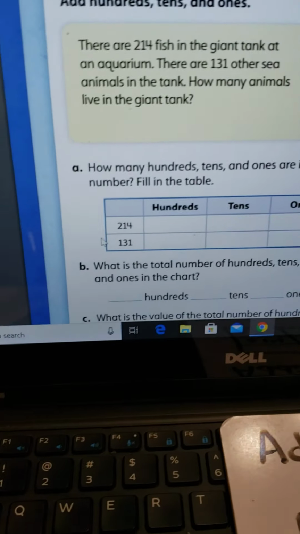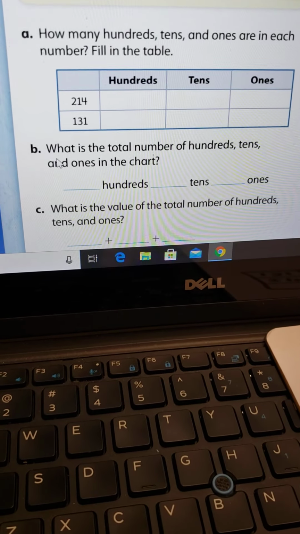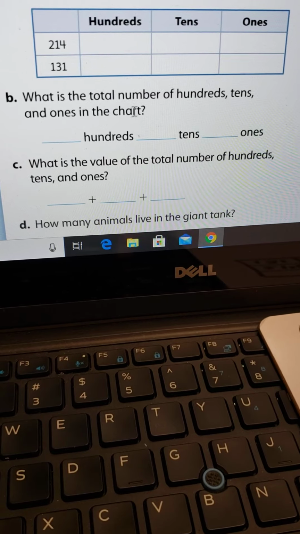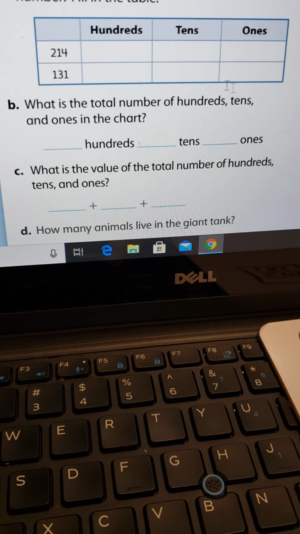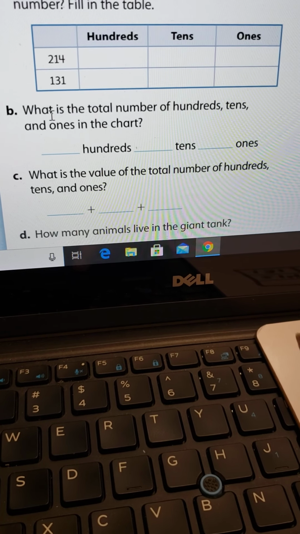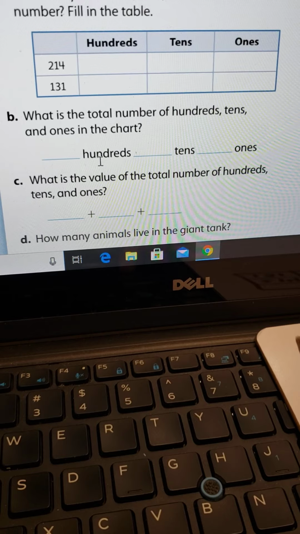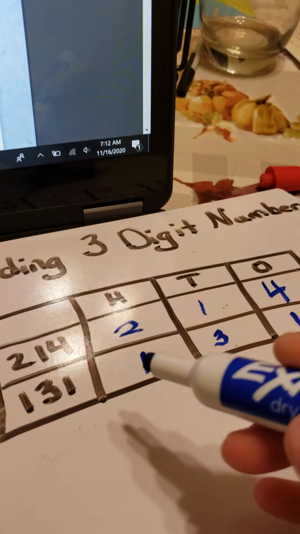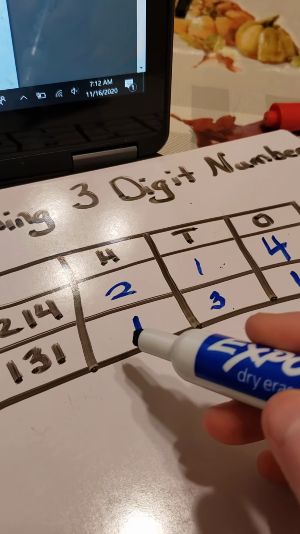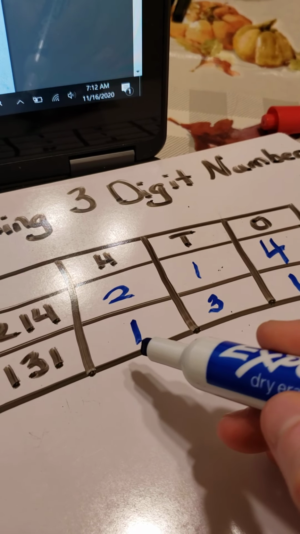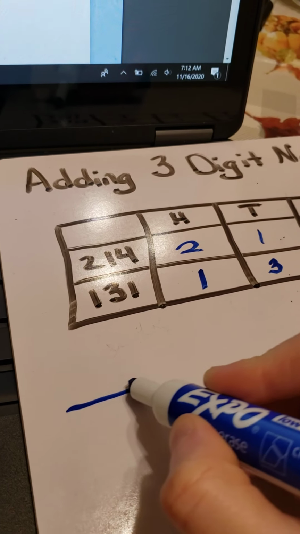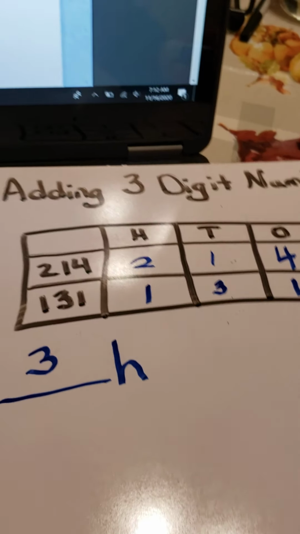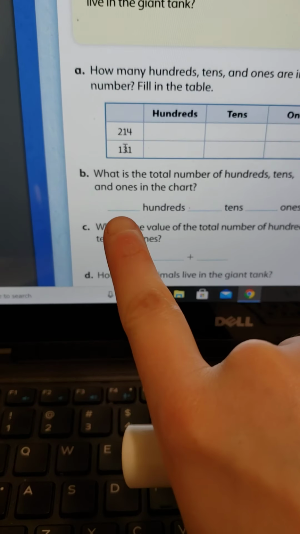Okay, so the next thing you see in your book, where it says letter B, it says, what is the total? Okay, that's a very important word. Total means I'm going to be adding my hundreds and my tens and my ones. Okay, so I'm going to add what's in the chart. So first things first, it shows me blank hundreds. How many hundreds do I have all together in my chart? Okay, so if I look at my chart, I see I have 2 hundreds and I have 100. So 2 hundreds plus 100 equals 3 hundreds. Okay, I'm just going to write the letter H because I don't have a lot of room on my whiteboard. But on your book, you're going to be putting the number 3 right there in that blank.